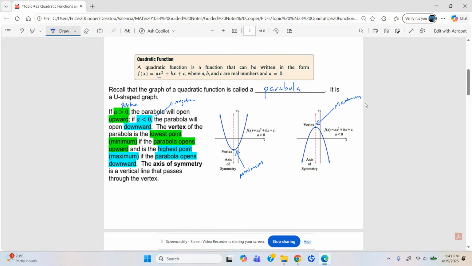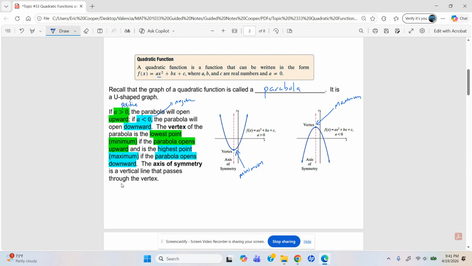The axis of symmetry is a vertical line that passes through the vertex. So think of the axis of symmetry as a place where we can fold over on the vertex, and it would be the same on both sides. Our job is to be able to graph these by recognizing things such as how to find the vertex, how to graph the axis of symmetry, and how to find its intercepts.